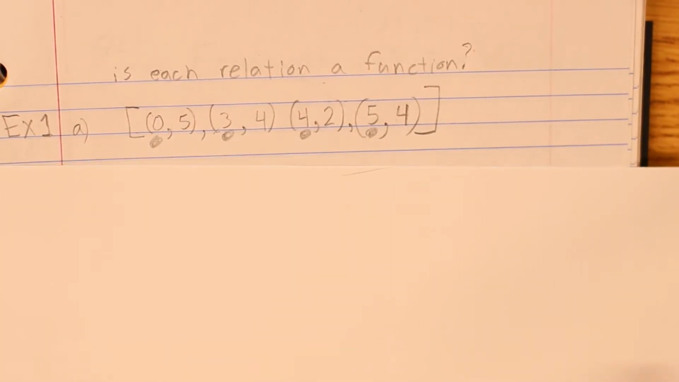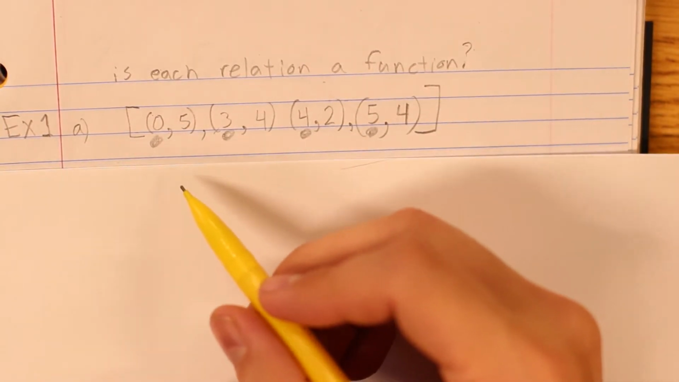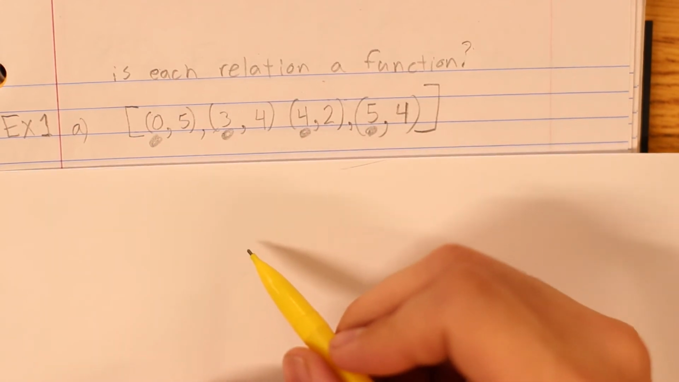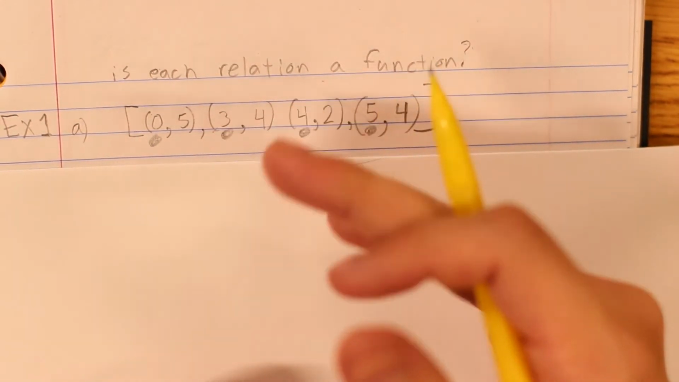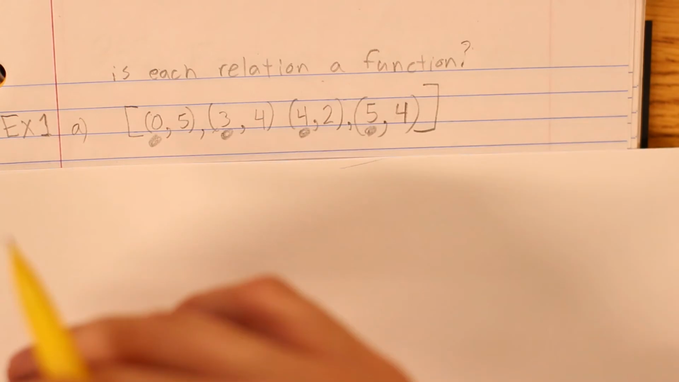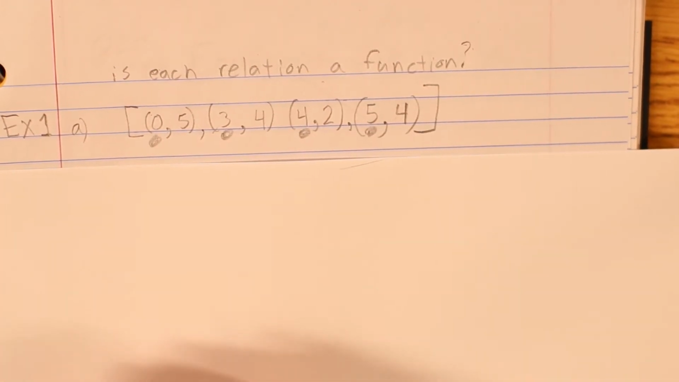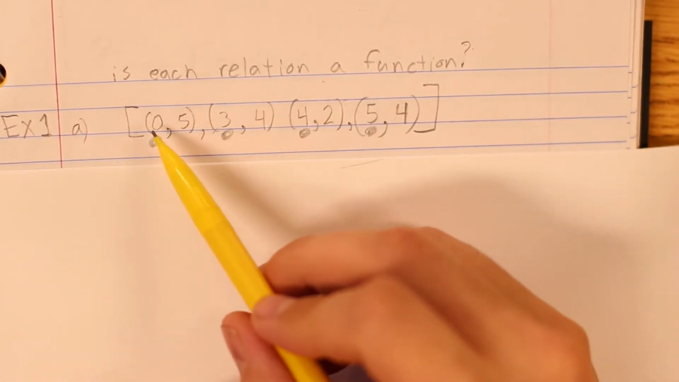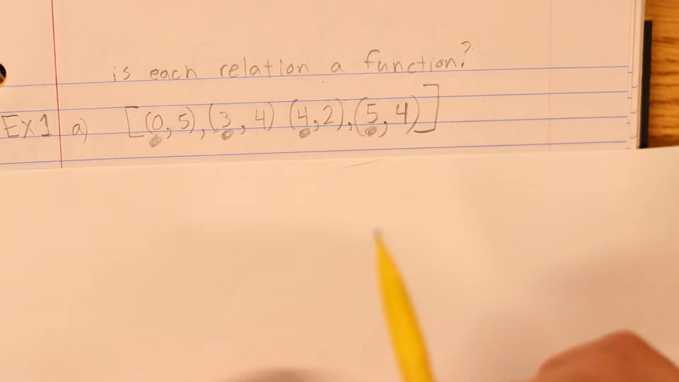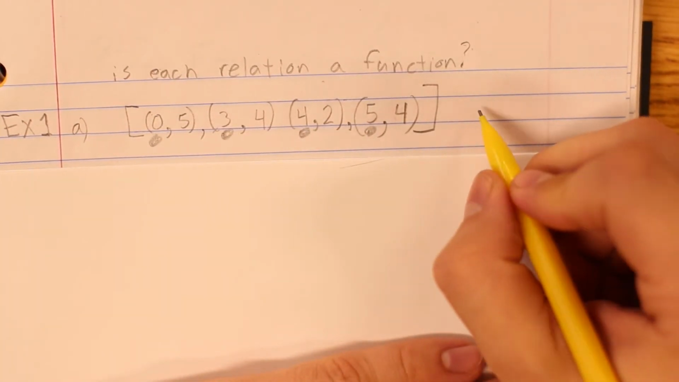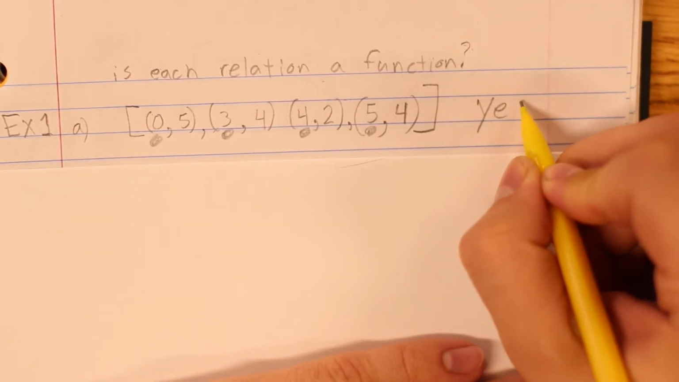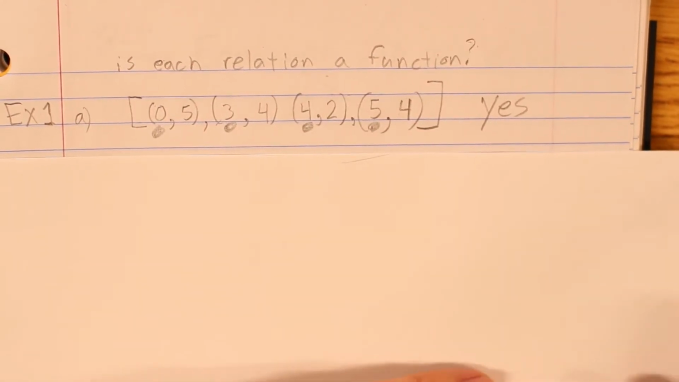Okay, these spots. If there is a duplicate number there, and it's paired with a different number than its other duplicate, it's not a function. Are there any duplicates here? We have a 0, 3, 4, and 5. There's no duplicates. This makes it yes, it is a function.